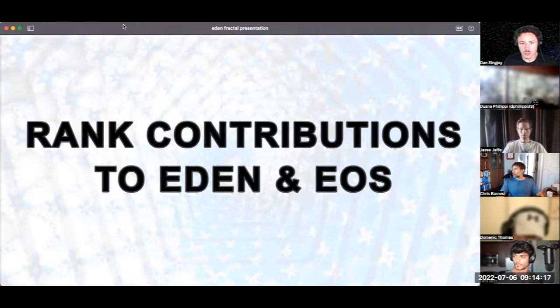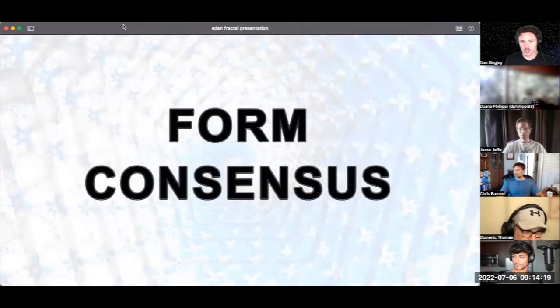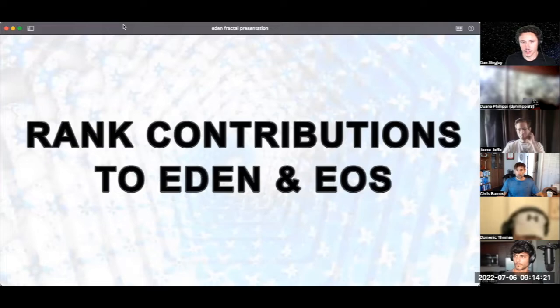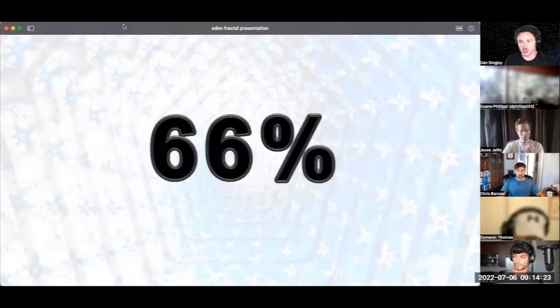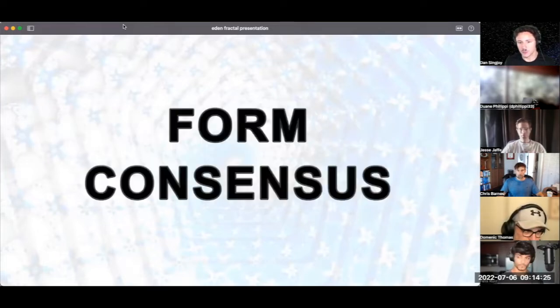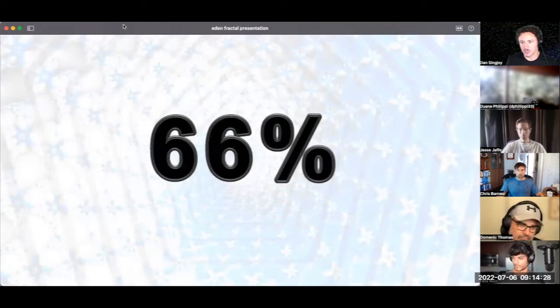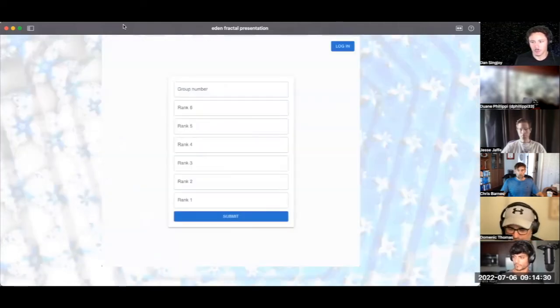A little bit faster here, and basically rank contributions from 1 to 6, according to how much contributions are helping Eden on EOS. And with the Fractal process, you have to form consensus with at least 66%. So if there's 6 people in the group, then 4 to 6 people have to agree.